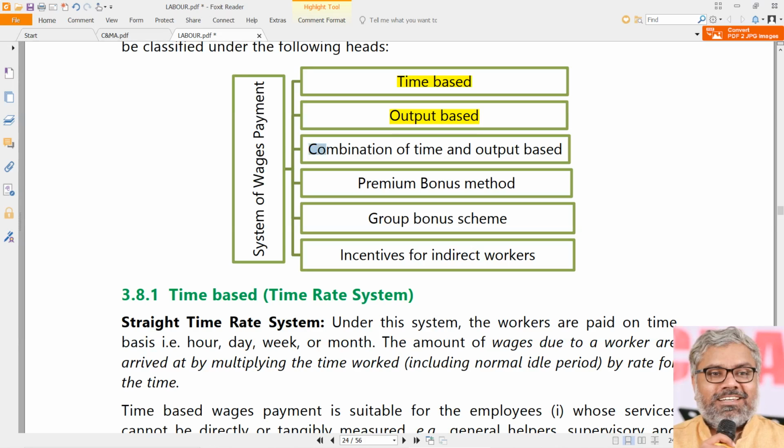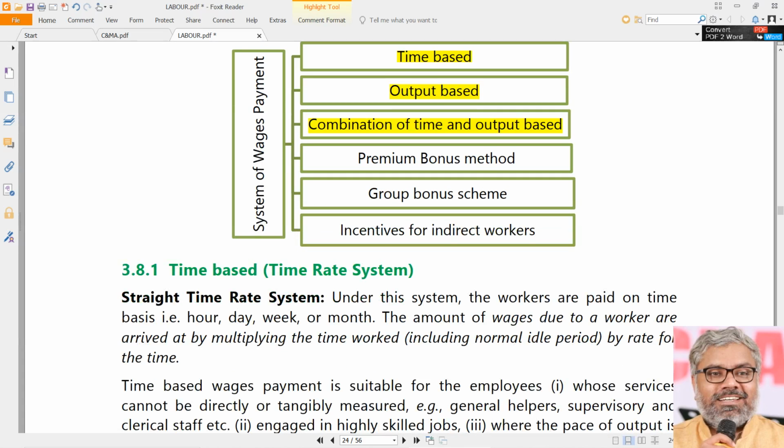But of course, both of them have their own positives and negatives. That is why practically it might be more prudent to use a combination of time and output based systems, which will use both. A portion of the wages will be time based and a portion of the wages will be output based. So that is also another possible wage payment system.